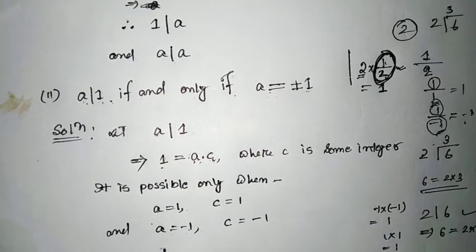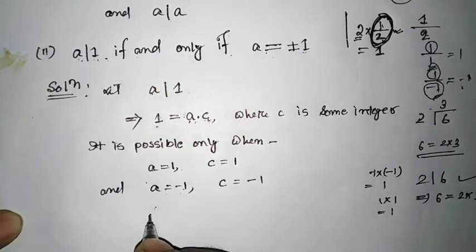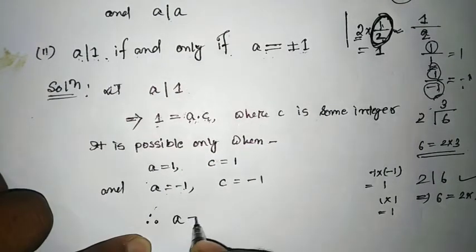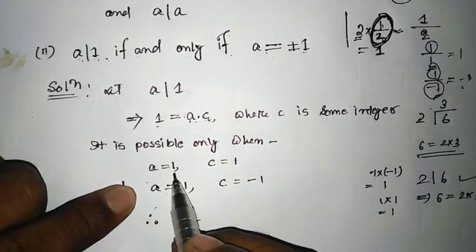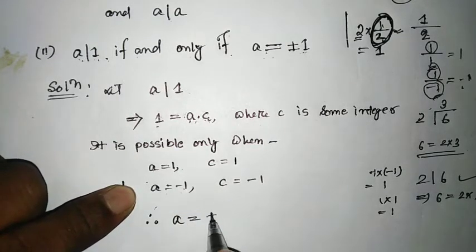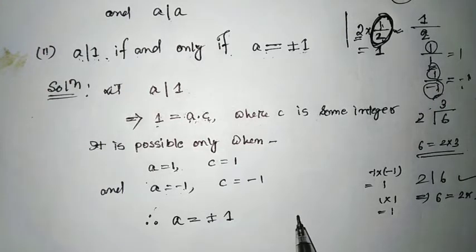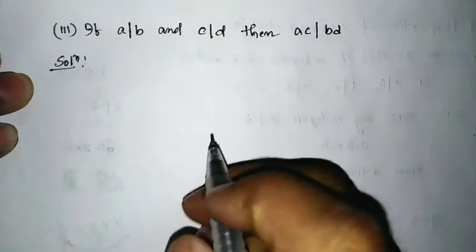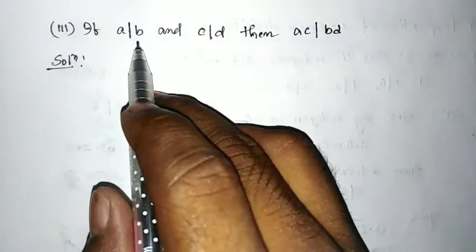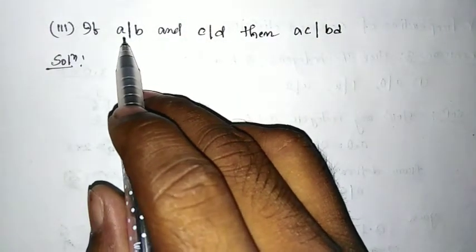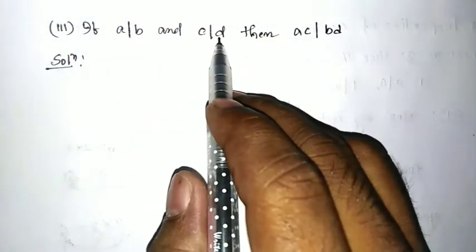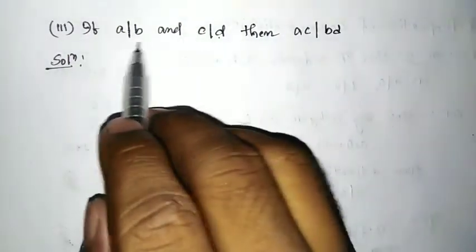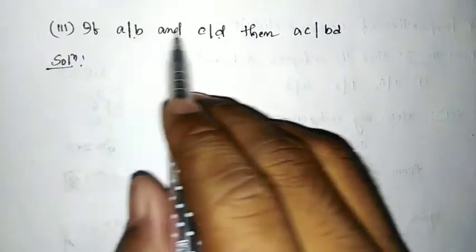That means what we are getting, that means if a divides 1, a can take only two values, either 1 or minus 1. So we can write a is equal to plus minus 1. Therefore a can take either 1 or minus 1, that means plus minus 1. That's it. Very easy. Just you have to see it concentratedly.